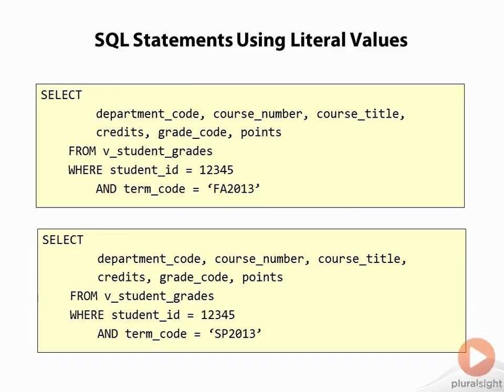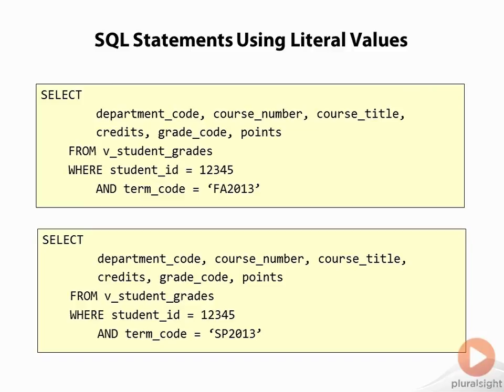This applies not just to the student ID field, but to any literal value that can vary in any predicate in the where clause. In this case, I've changed the query so that in both instances, we're retrieving grade data for student 1, 2, 3, 4, 5. The first query is getting grades for the fall of 2013 term, and the second query for the spring of 2013 term. Again, these two queries are functionally equivalent.